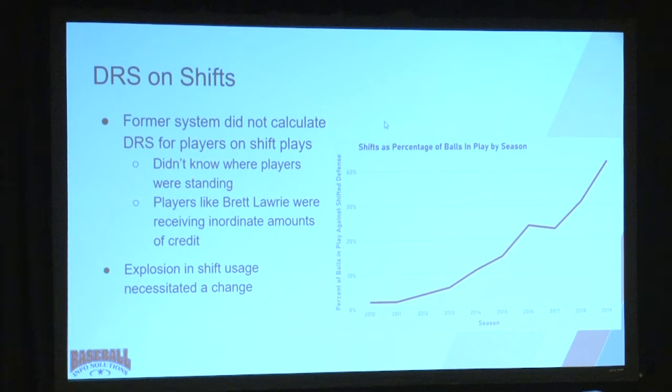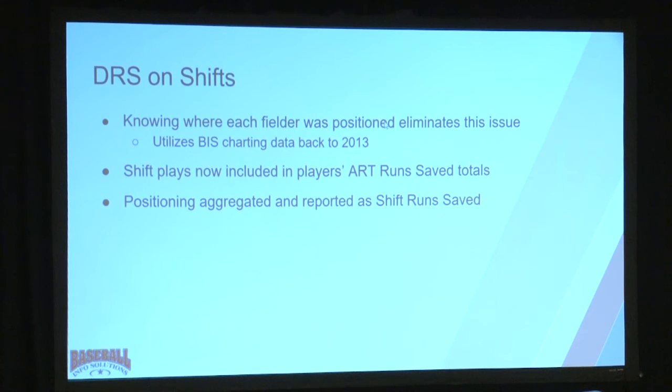More than nearly half of all balls in play last year featured a shift by BIS charting, which is kind of insane. And the fact that we were excluding so many plays from the calculation was not really okay anymore. It's just as okay as it was in 2012. So obviously we need to do something about that.